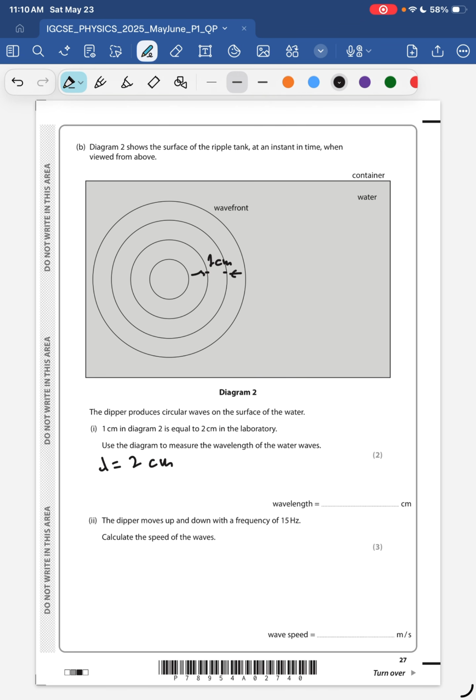The dipper moves up and down with a frequency of 15 hertz. Calculate the speed of the waves. So the speed is lambda times the frequency. So 2 times 10 to the negative 2 meters times 15 hertz, which is seconds to the minus 1, yields 0.03 meters per second. So 0.03 meters per second is our answer. So let's move on.